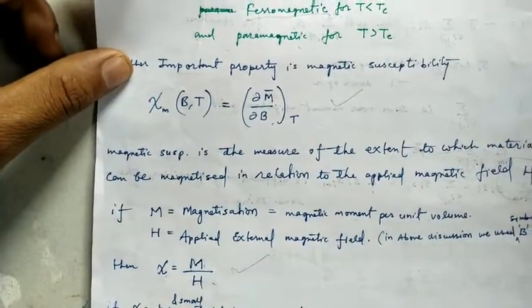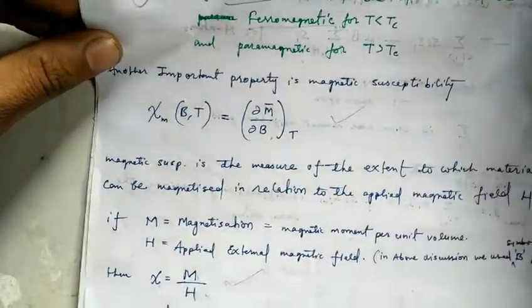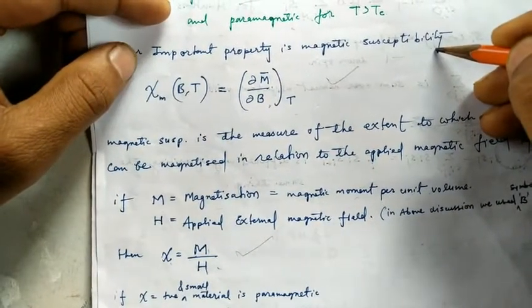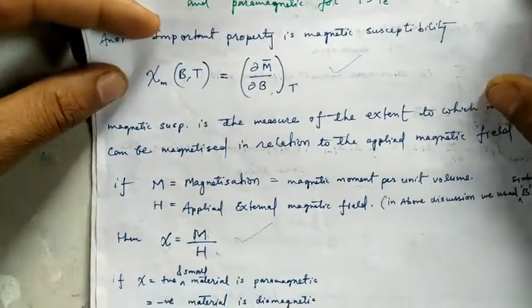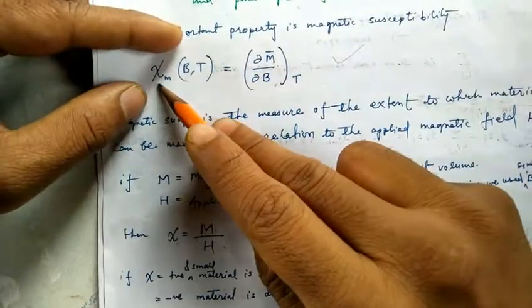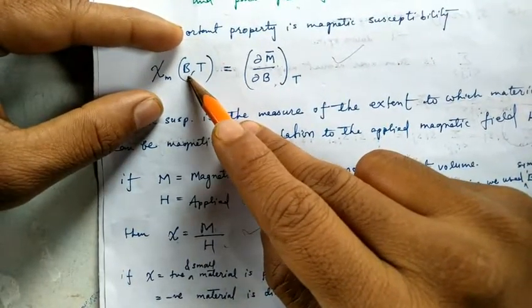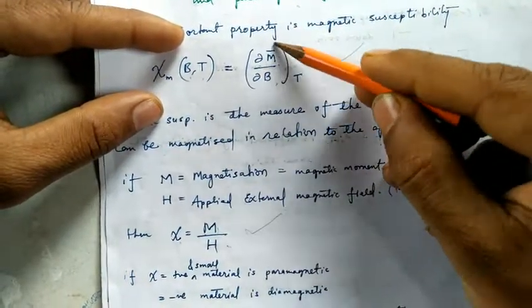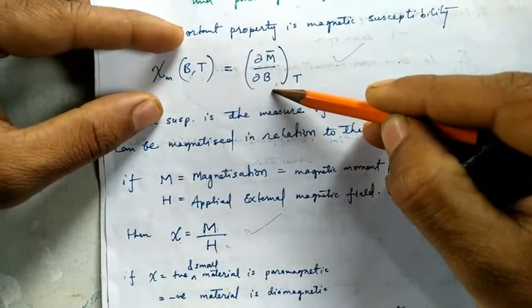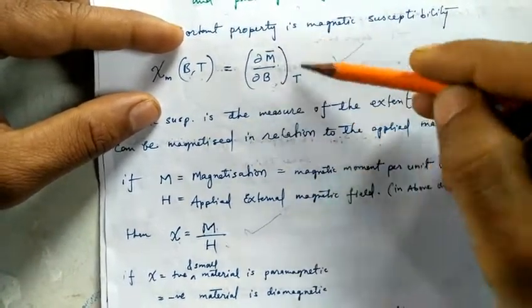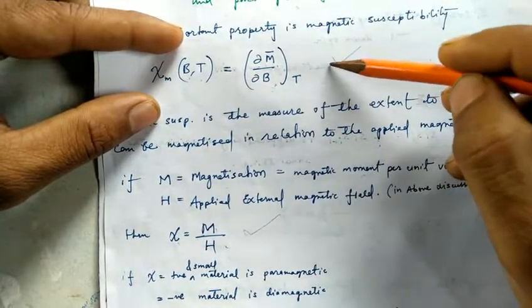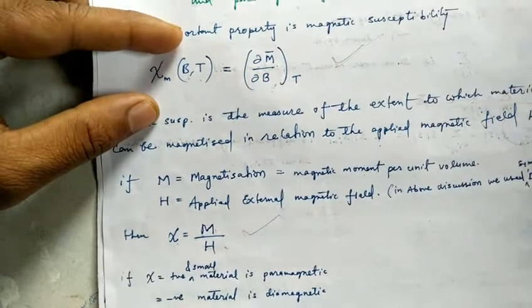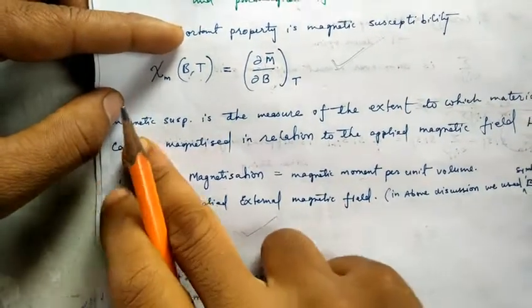So friends, now let's consider an important property, that is the magnetic susceptibility, that will explain better how the phase transition actually occurs. The magnetic susceptibility will depend on the magnetic field B and the temperature T, and that is equal to the first partial derivative of the magnetization M with respect to the magnetic field B. We always require the magnetic field whenever we talk about the susceptibility.